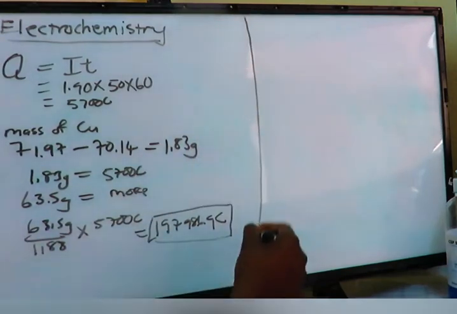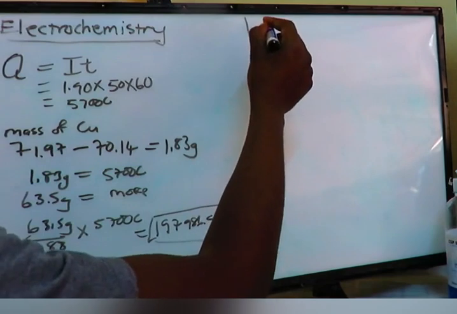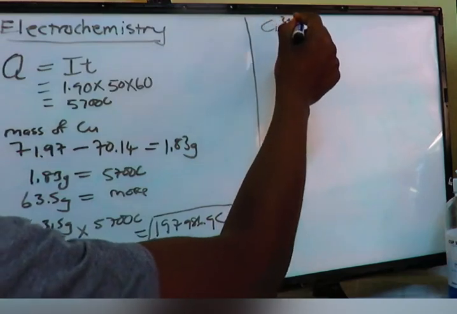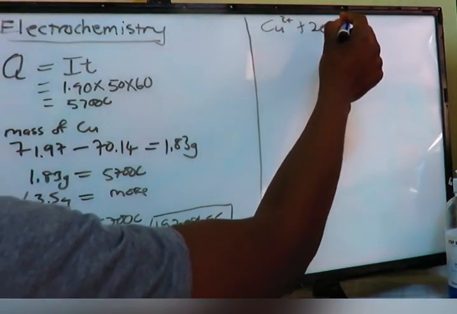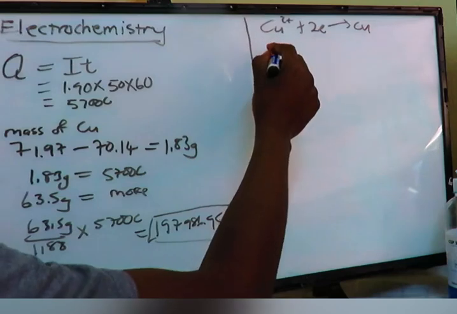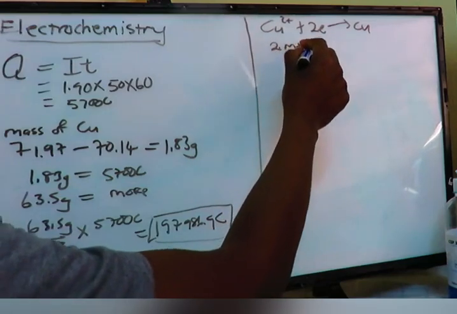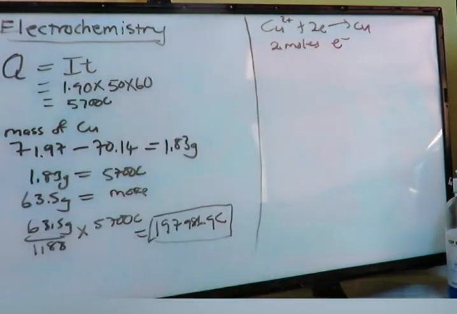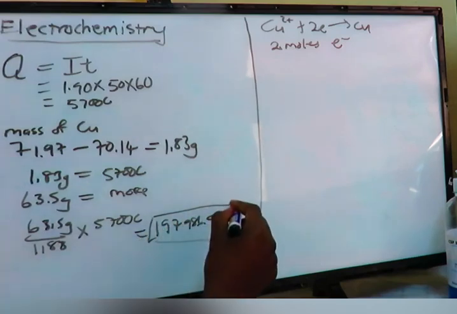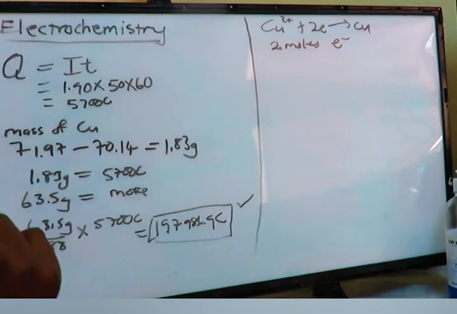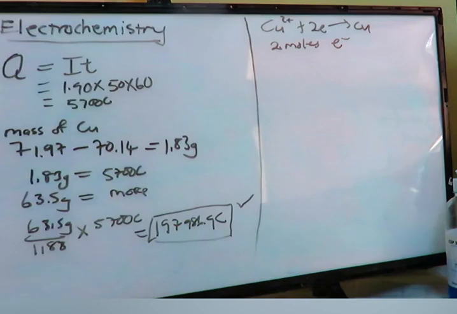But we also know that in order for you to deposit 1 mole of copper, the stoichiometric equation looks like this: Cu²⁺ + 2e⁻ gives us Cu. So you require 2 moles of electrons in order to deposit 1 mole of copper. So this charge that we said is the charge required to deposit 1 mole of copper should be equal to 2 moles of electrons.